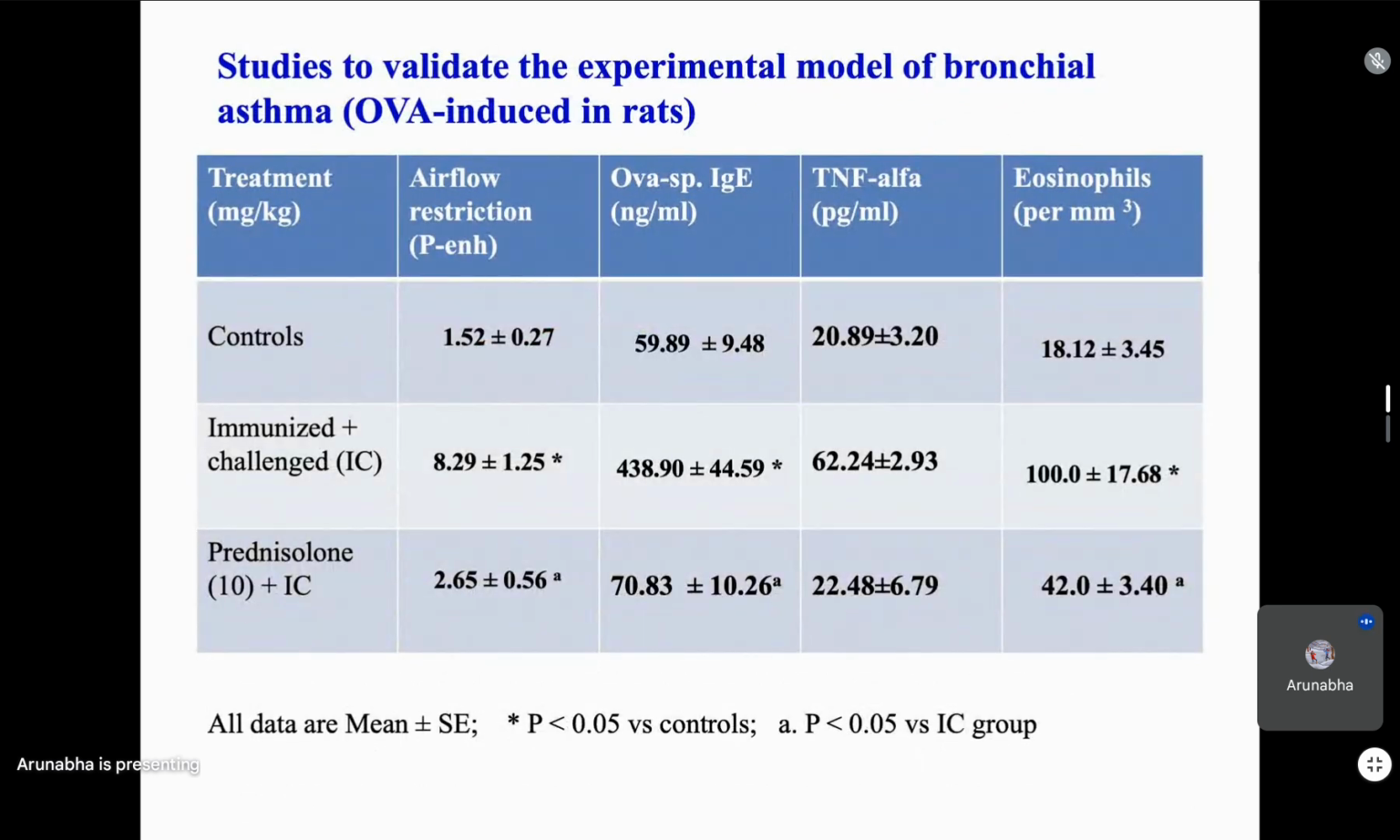When we looked at IgE, which is again a very important immunological marker for bronchial asthma, in the bowel fluid, we showed that IgE levels were markedly raised, almost 100 times in the disease control model, and reversed by prednisolone. Similarly, the inflammatory cytokine TNF-alpha levels were 3 times higher in the disease control, which were reversed by prednisolone. And eosinophil count, another biomarker of allergic inflammation, was again markedly higher as compared to controls, and this was also reversed. So all these basic parameters showed us that the model for asthma has been established.